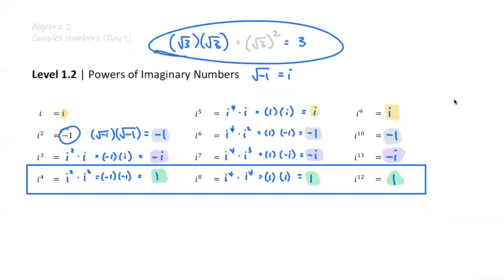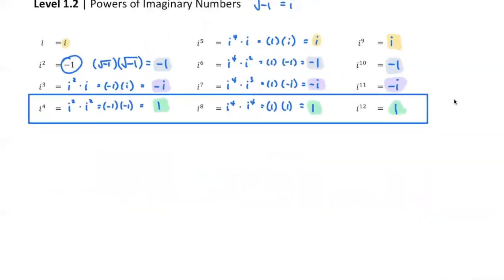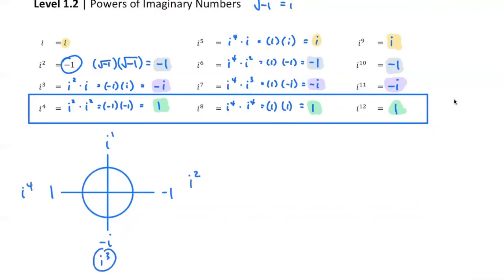Some people like to use remainders, some people like to just go around as a cycle. I'm going to show you 2 different ways of doing it. I remember when I was in high school, my teacher taught me this. My teacher would draw a little cross and then a little circle. It's i, then -1, then -i, then 1. So this is i to the first power, this is i squared, this is i cubed, and this is i to the 4th power. That's how it works, and you just keep on running through the cycle.